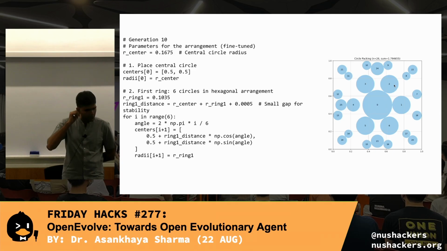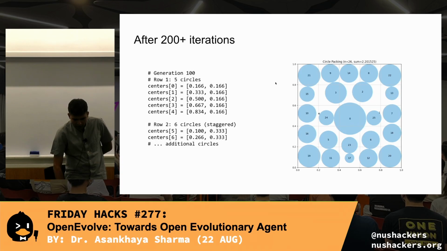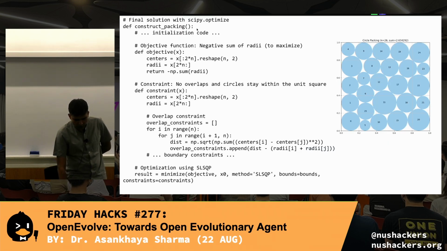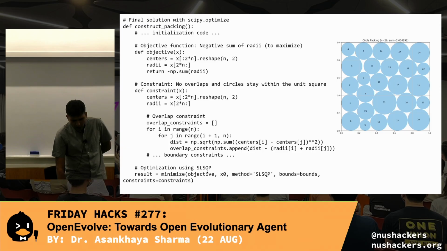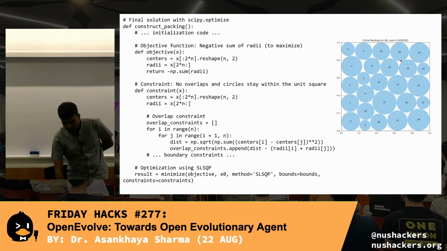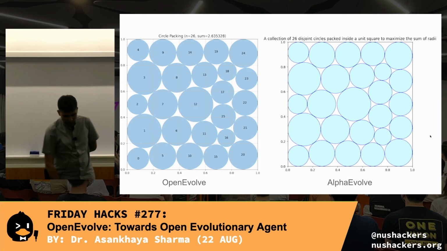It's actually much more efficient if you put the first ring of circles in something that looks like a hexagon, and the system is able to discover that on its own. Then after 200 iterations, it figured out something which looks vaguely like this, where it starts to pack things very tightly. The first time I did it, it took around 800 odd iterations, but eventually it figured out how to use SciPy's optimize with the SQP method to create the bounds and push the circles until they slowly touch, creating this kind of packing, which is exactly the same one you can see in the AlphaEvolve paper.